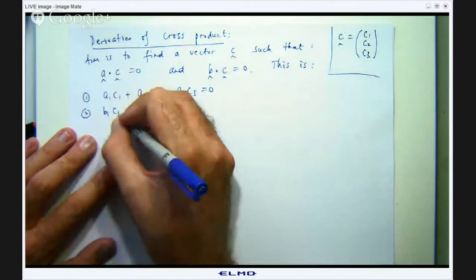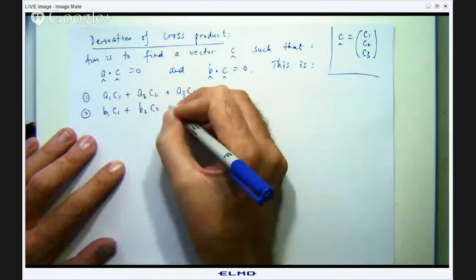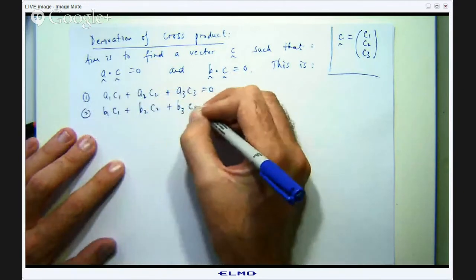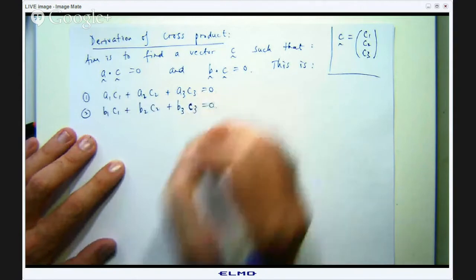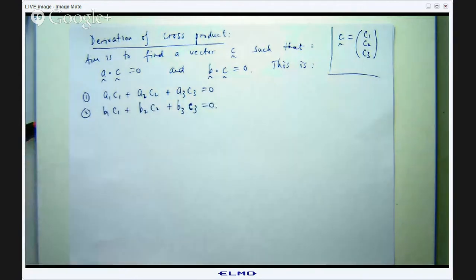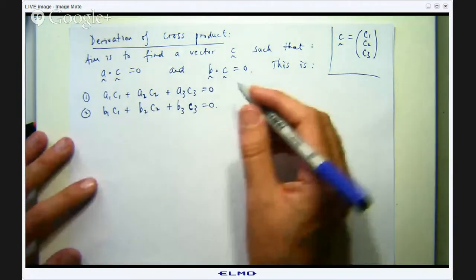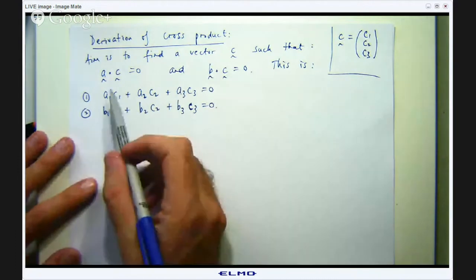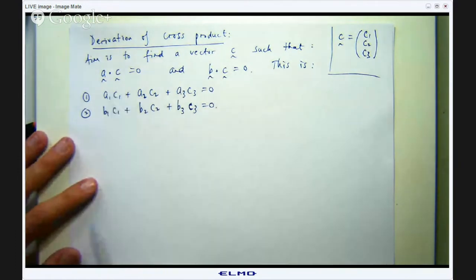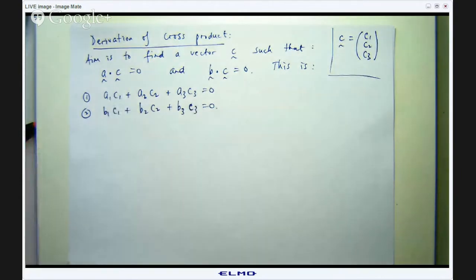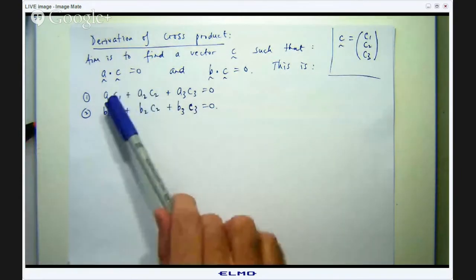And similarly, we'll have this. All right, so we want to solve these for C1, C2, C3. Now, in this setting, I'm assuming that the vector A and the vector B are both non-zero and they're not parallel. They're not a multiple of each other. Okay, so what I'm going to do is I'm going to eliminate the C1s. Okay, I've got two equations and three unknowns, but let's go through and try to solve it and see what happens.